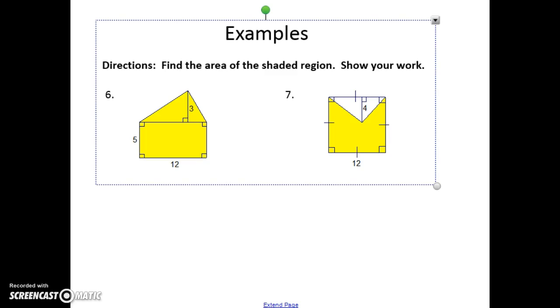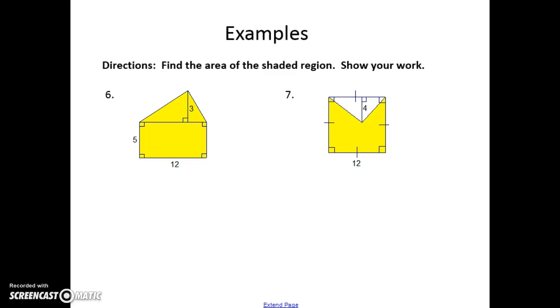So take a minute and see if you can find the area of the shaded region. So on number 6, we're going to use this strategy where we've split this into two different parts. So I have this green rectangle, and then we'll say this red triangle. And so on the rectangle, we'll call it A1, and that's equal to base times height, which is 5 times 12, which is 60 units squared.